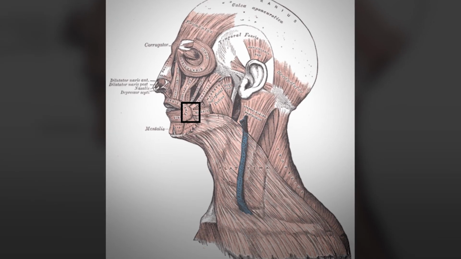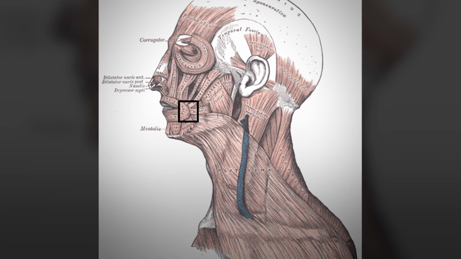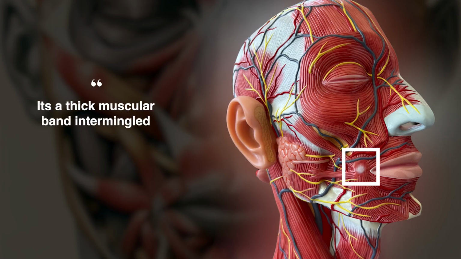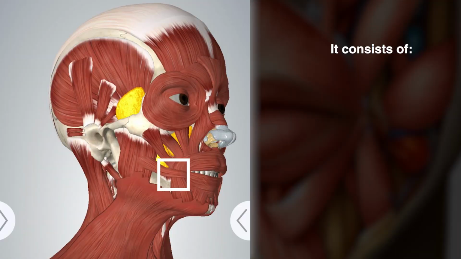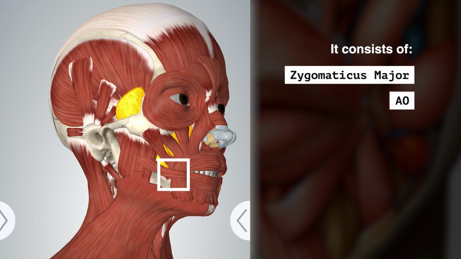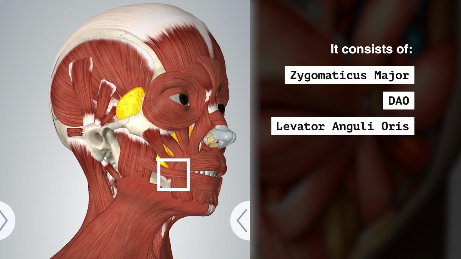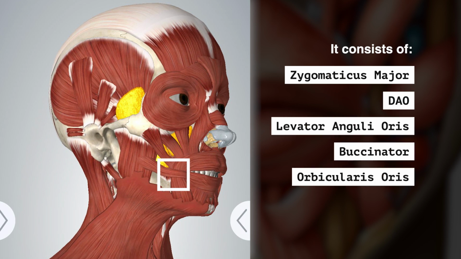Looking at the anatomy of the DAO, a common point of reference is the modiolus. Modiolus is a convergence of multiple muscles at the superior point of the DAO. It's a thick, muscular band intermingled with the converging fibers around the chelion. It consists of the zygomaticus major, DAO, levator anguli oris, buccinator, orbicularis oris, and risorius muscles. When a patient contracts the DAO, you can also feel the modiolus and the thickness of that whole region at the corner of the mouth.